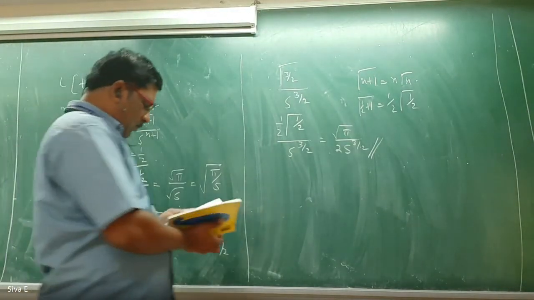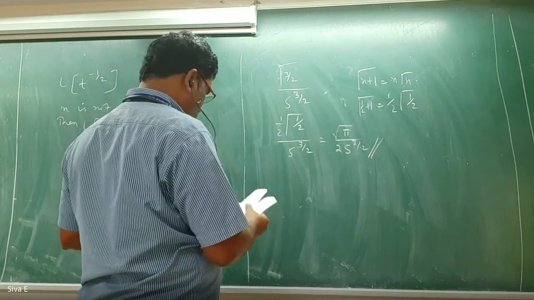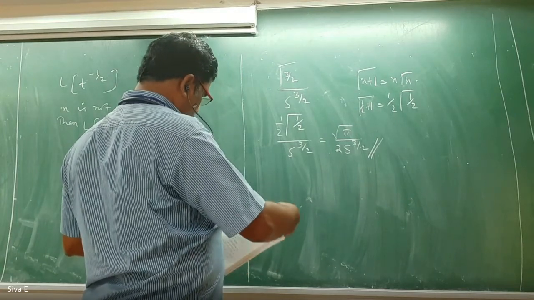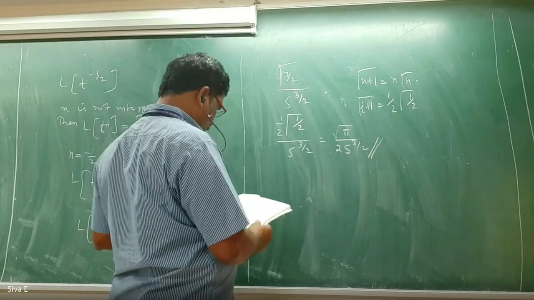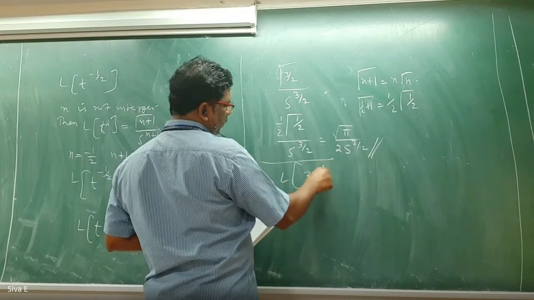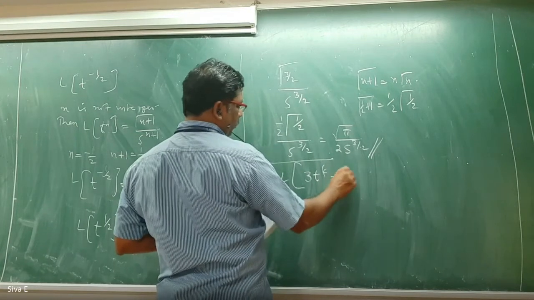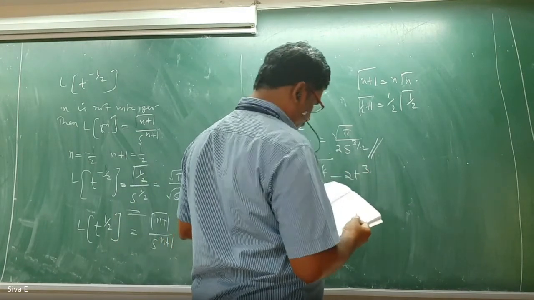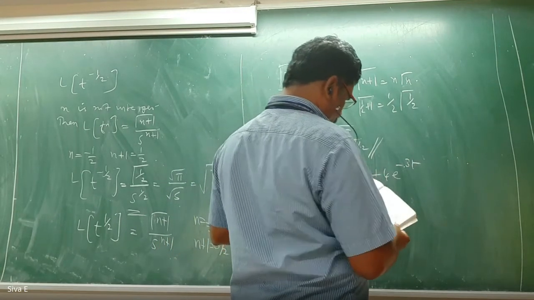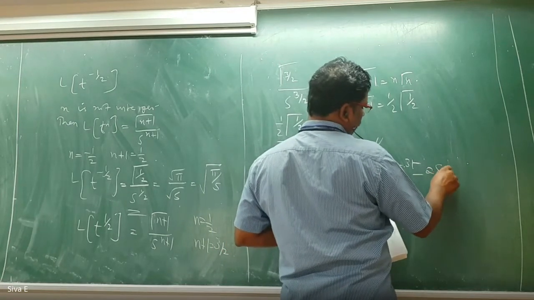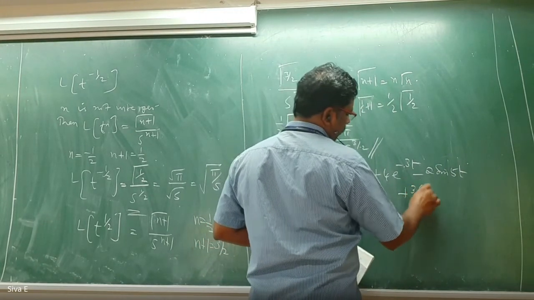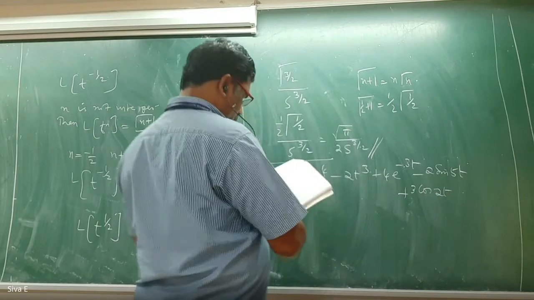Find the Laplace transform of 3t power 4 minus 2t cube plus 4 e power minus 3t minus 2 sin 5t plus 3 cos 2t.